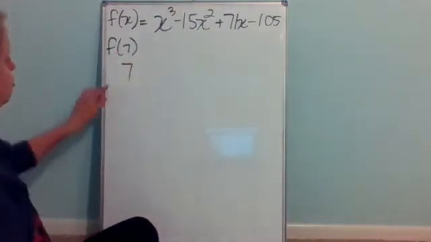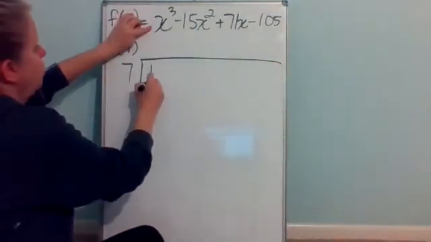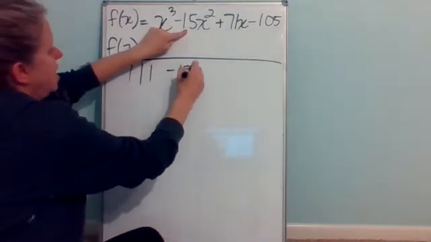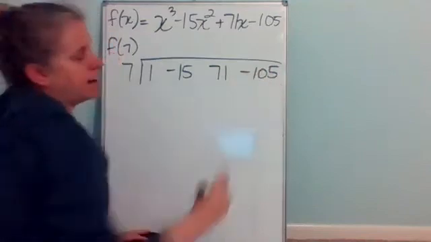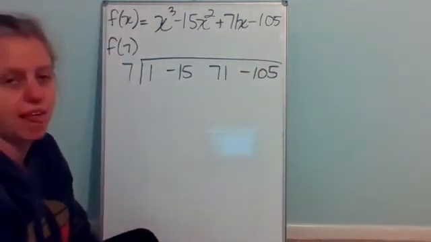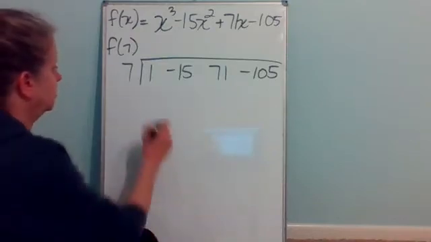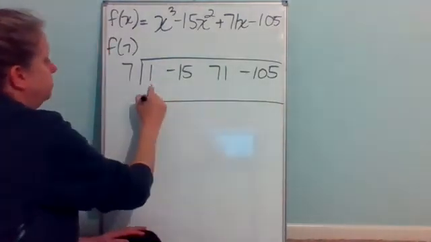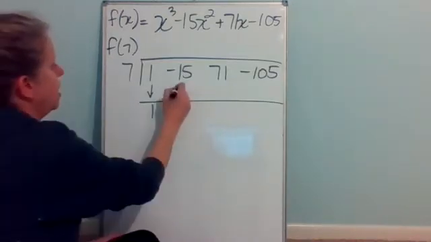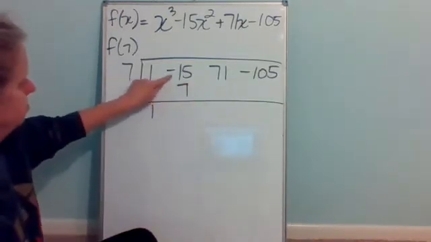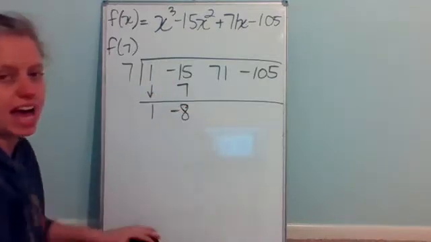So again, just using the 7, same coefficients. So 1, negative 15, 71, and negative 105. Drop down my 1 to get us started. 7 times 1 gives me 7. Combine that, negative 15 and 7 gives me negative 8.